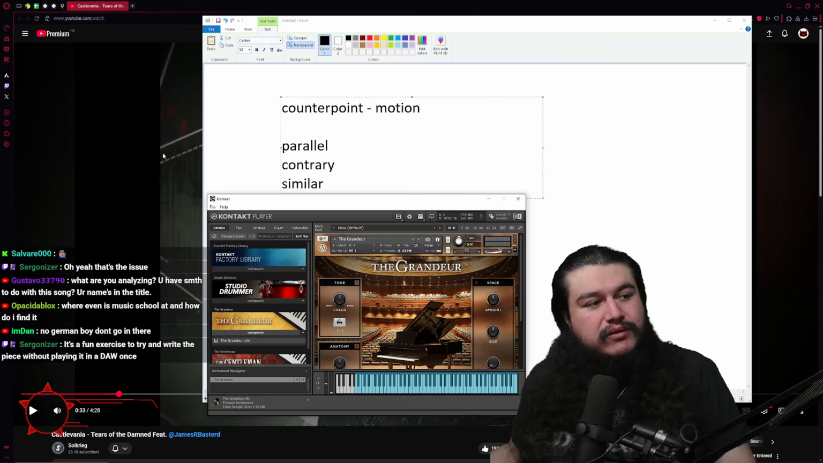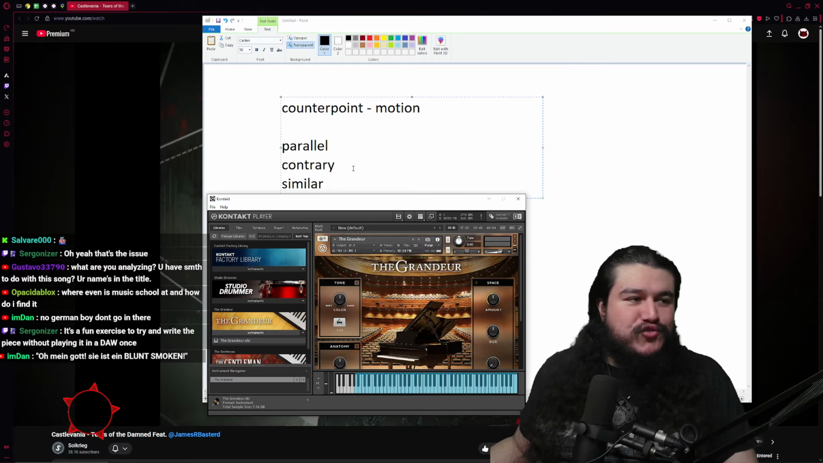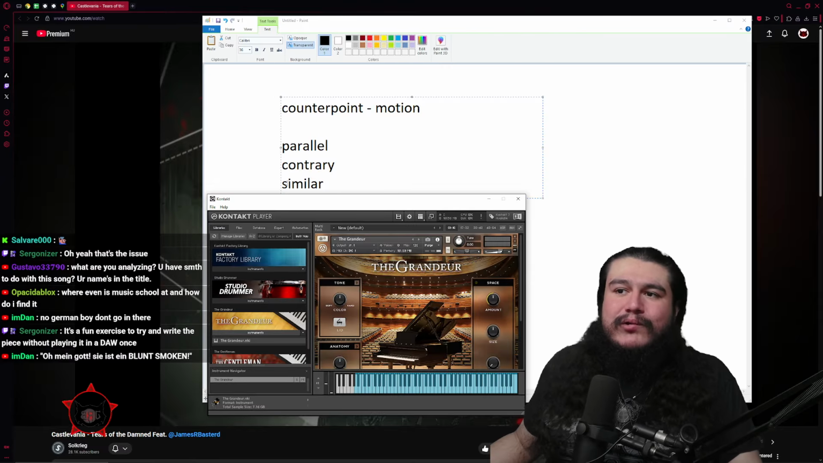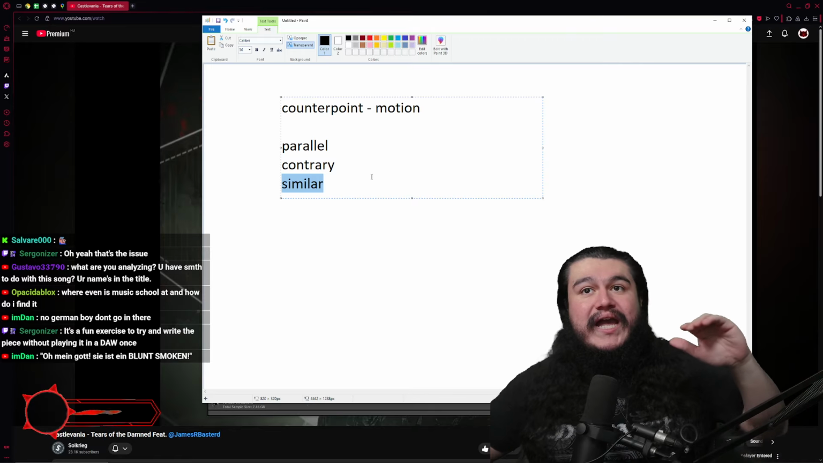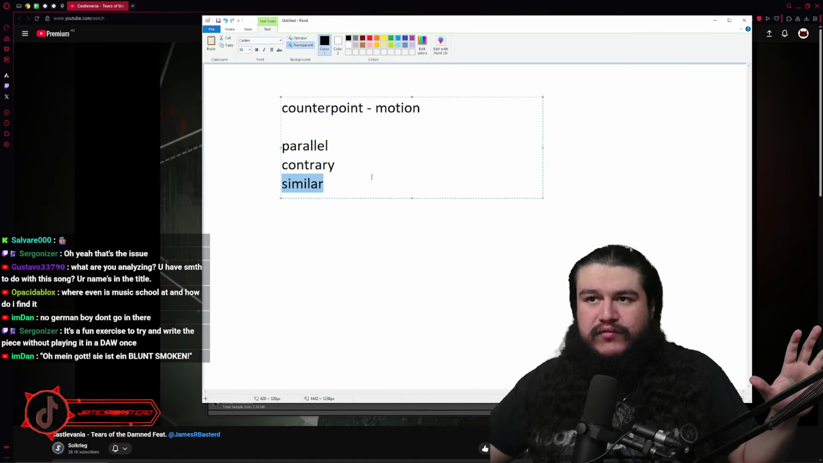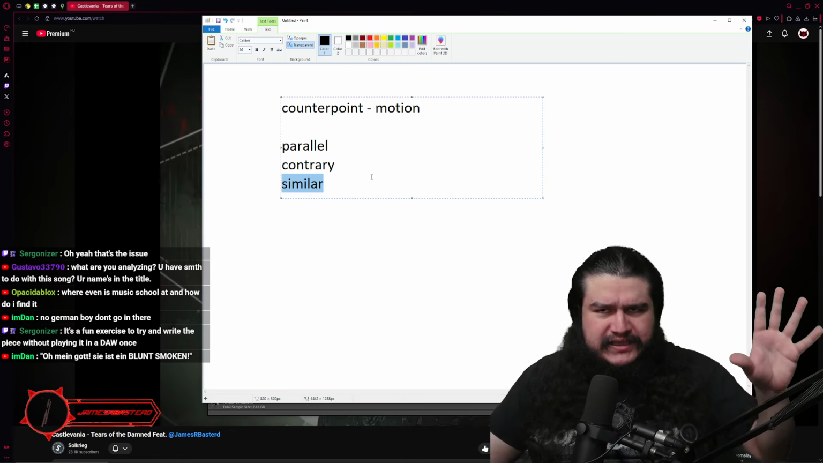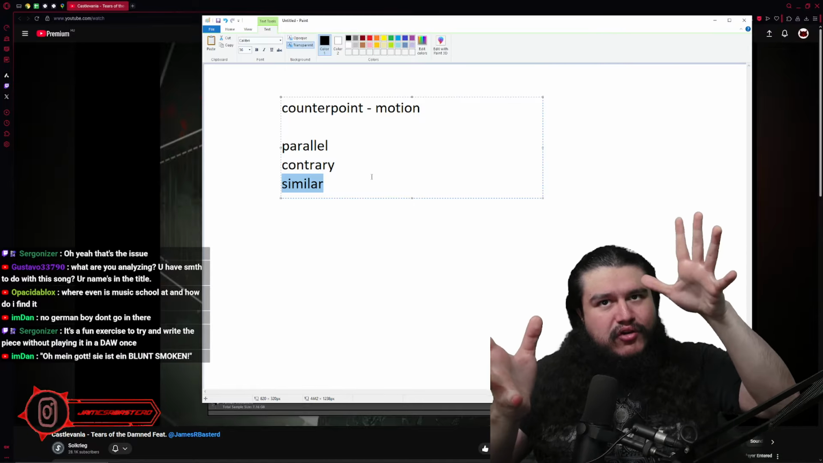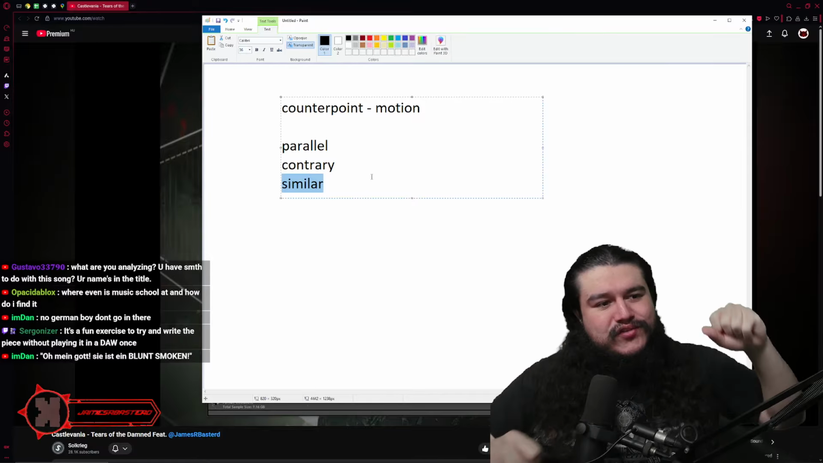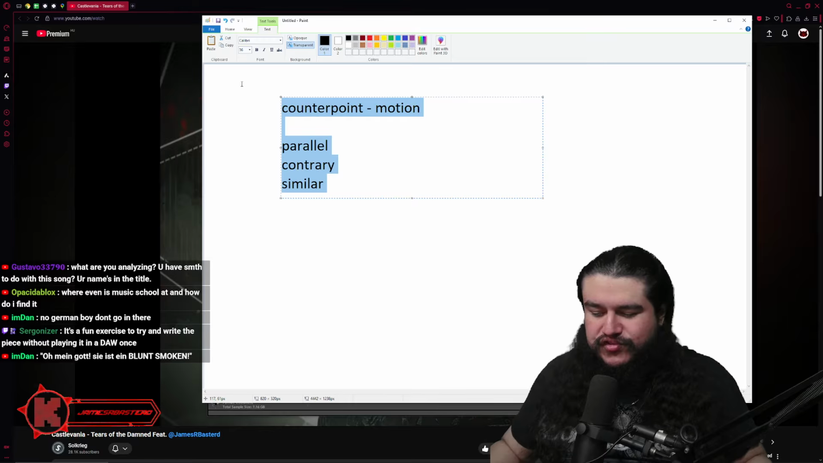Yes, this is a collab that we did with Solkrieg a while back. Solkrieg asked us to do this. And now, similar motion is what is happening in this piece right now. We are having melodies that are completely separate from one another, with completely different rhythms, but they are all more or less going the same way. That is similar motion.